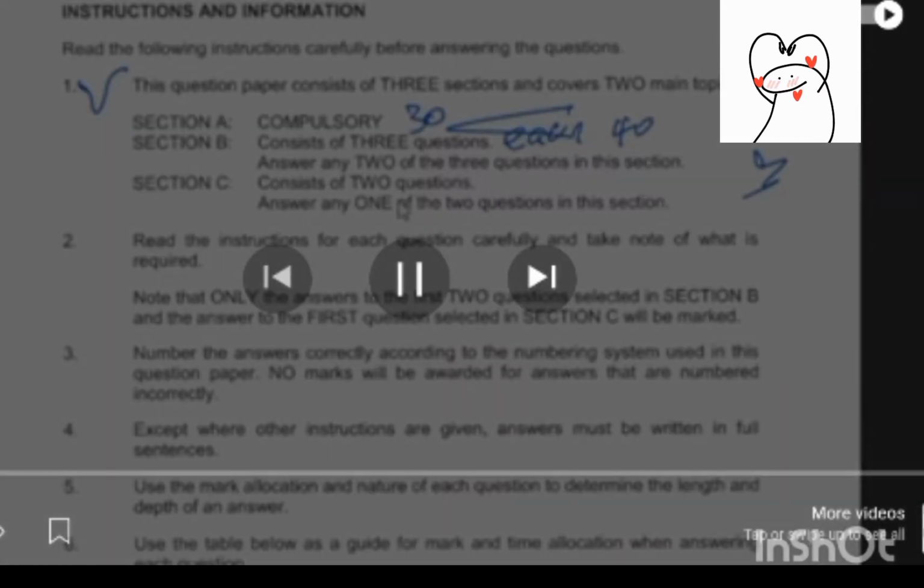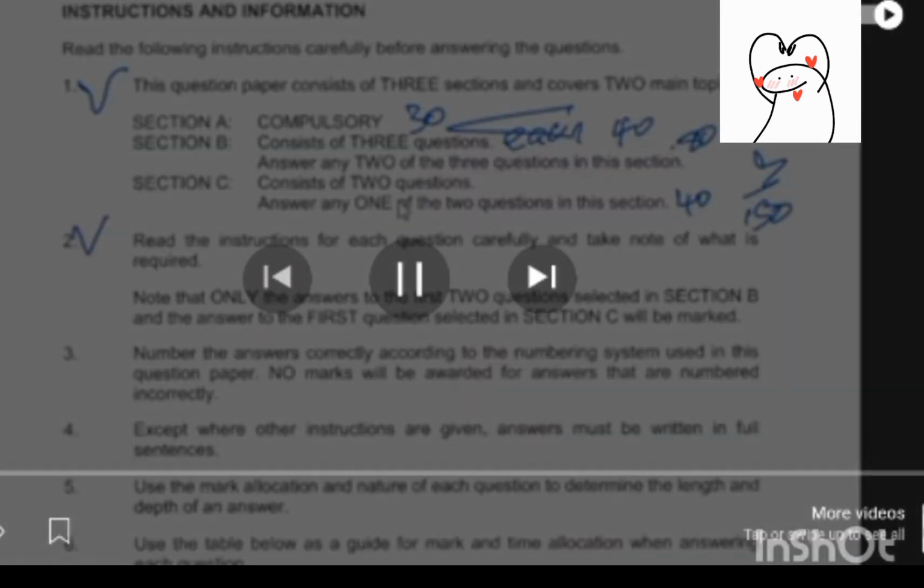So also bear in mind that in section B, even though you are given 3 questions, the expectation is that you should only attempt 2 questions, of which you are going to have 80 marks in section B. Then you're also going to have 40 marks in section C. So all in all, they add up to 150. So now let's check instruction number 2.